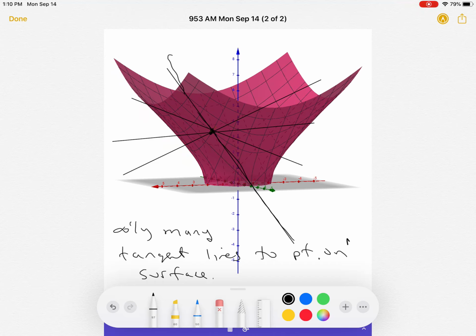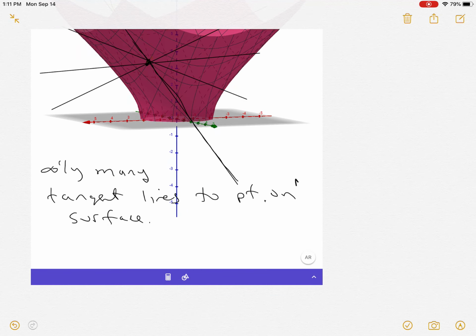And what we'll learn, not today or not even tomorrow, is that all of these lines lie on a single plane, and that plane is unique. But that's not really what's important there. What's important right now is if I ask you to, quote unquote, find the equation of the tangent line, it's nonsense because there's infinitely many, and that means it's hard to interpret the derivative. Okay?